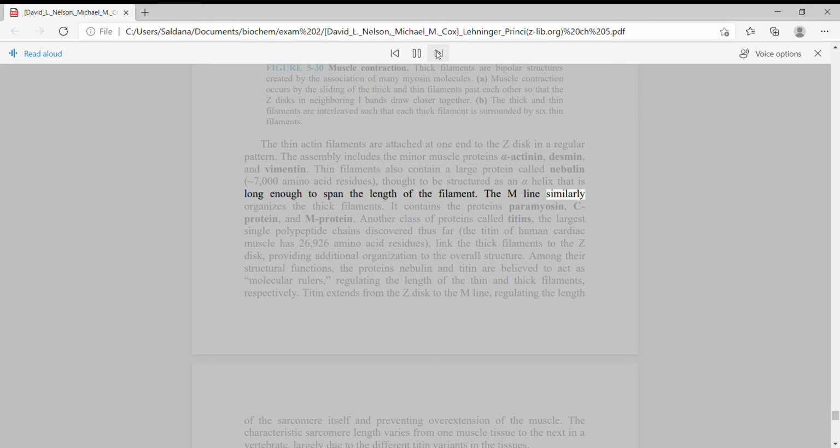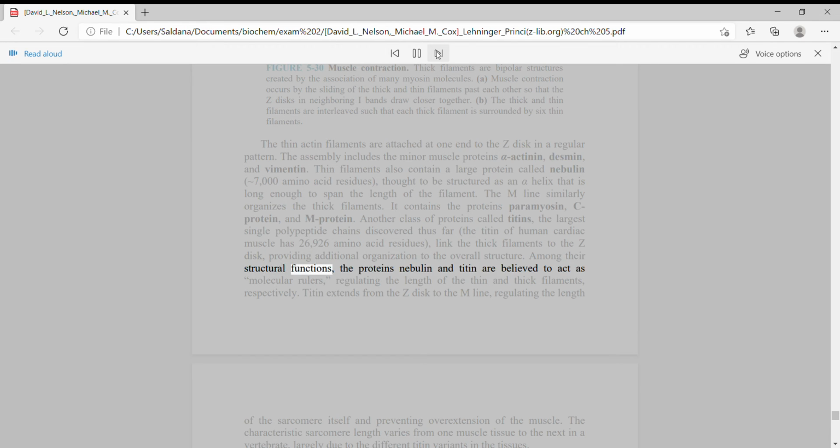The M line similarly organizes the thick filaments. It contains the proteins paramyosin, C protein, and M protein. Another class of proteins called titins, the largest single polypeptide chains discovered thus far, link the thick filaments to the Z disc, providing additional organization to the overall structure. The titin of human cardiac muscle has 26,926 amino acid residues.